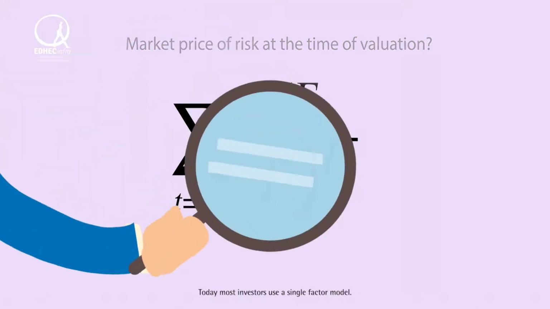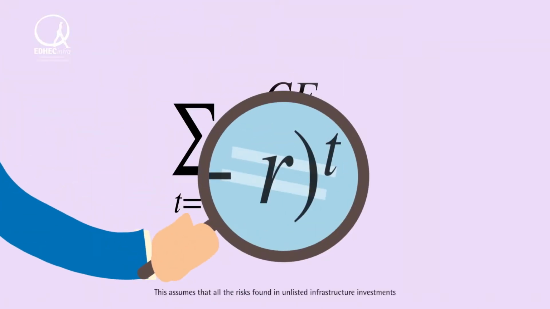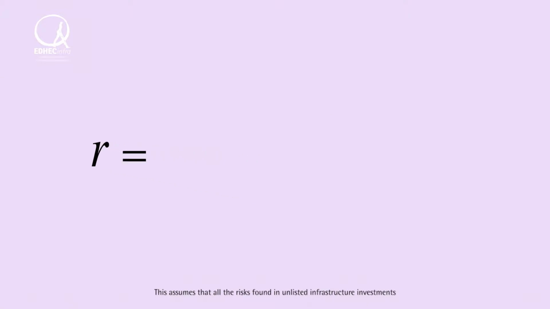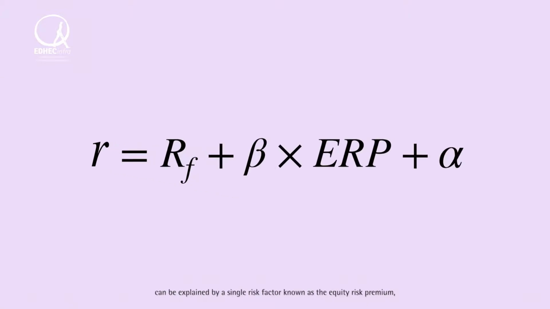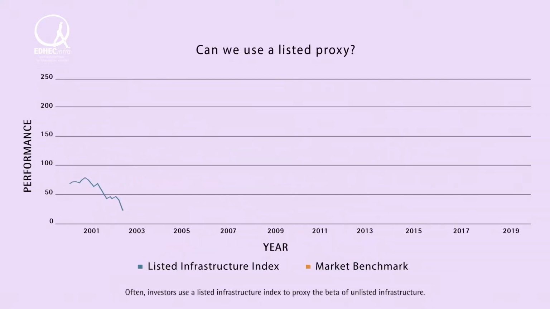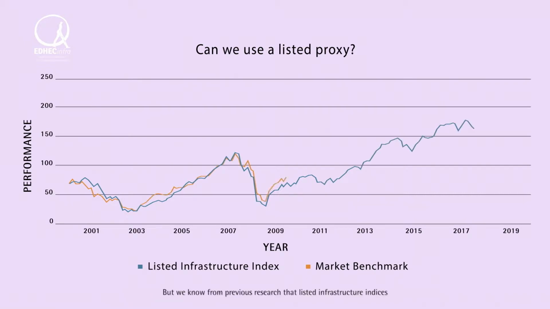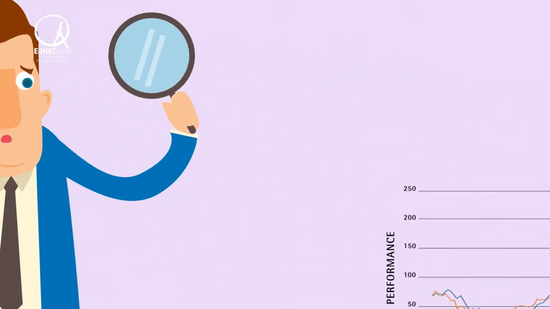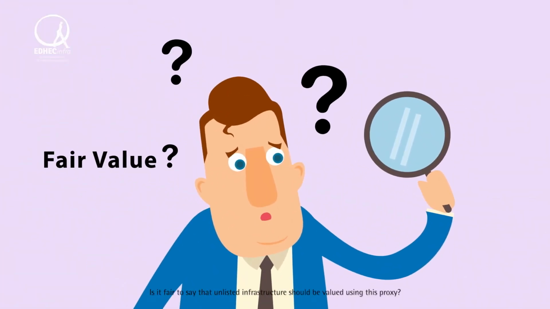Today, most investors use a single-factor model. This assumes that all the risks found in unlisted infrastructure investments can be explained by a single risk factor known as the equity risk premium, and the asset correlation with this factor, or beta. Often, investors use a listed infrastructure index to proxy the beta of unlisted infrastructure. But we know from previous research that listed infrastructure indices are highly correlated with the stock market. Is it fair to say that unlisted infrastructure should be valued using this proxy?